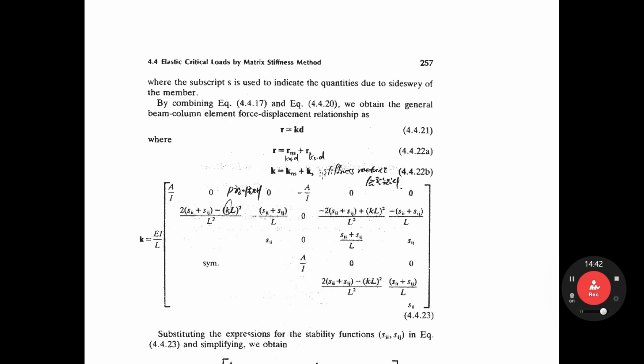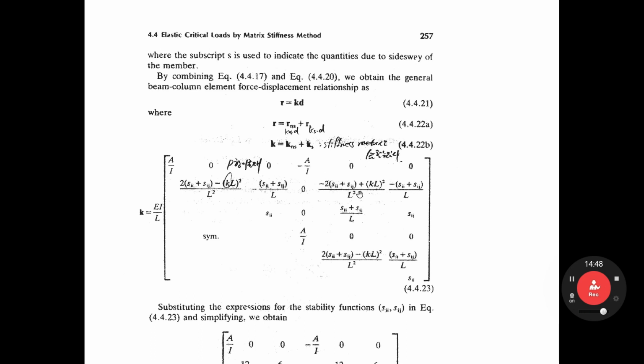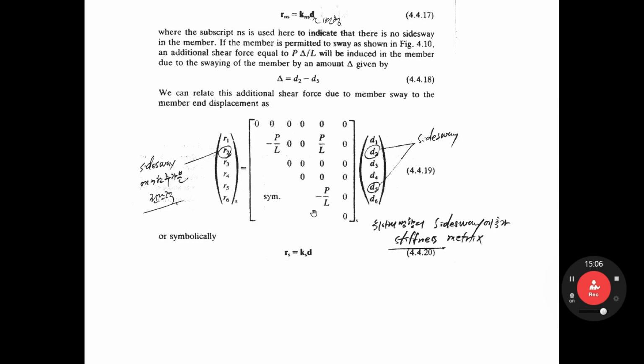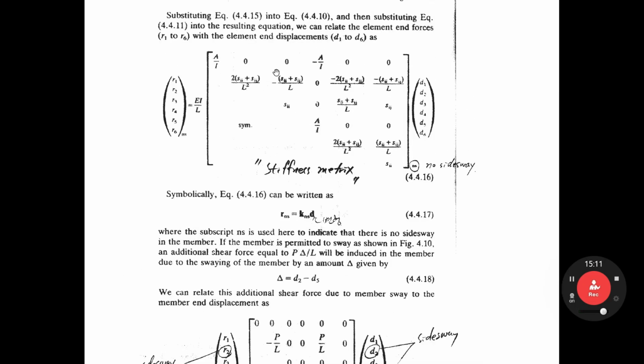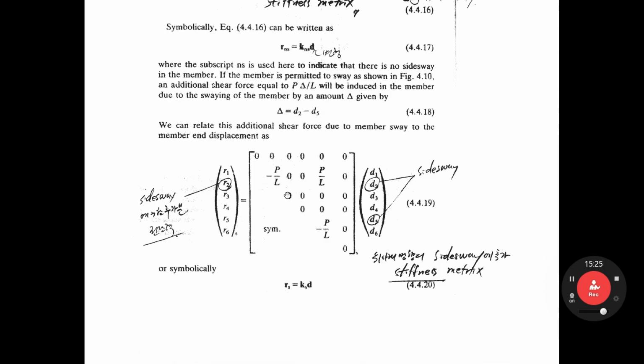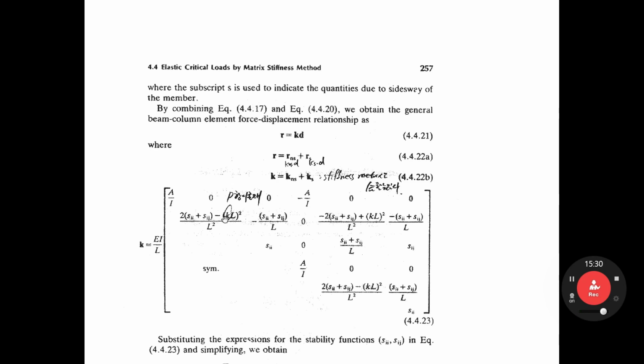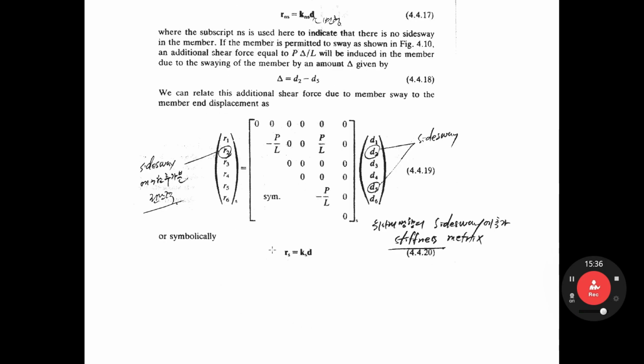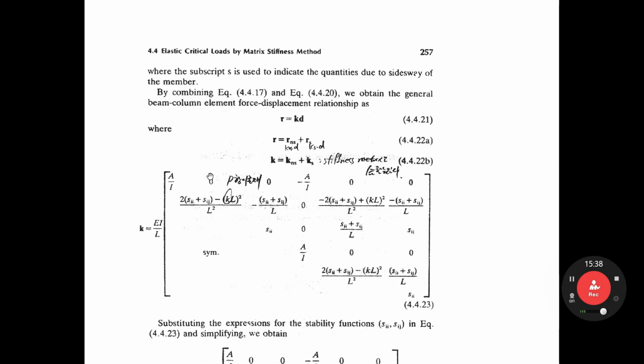We can write this. So ultimately we can get the element stiffness K in this form using KNS plus KS. This is KS, okay? This is KNS. Add together, okay? Then this term P here, so this K includes P. If you add together and rearrange the equation, then you can get the P term.